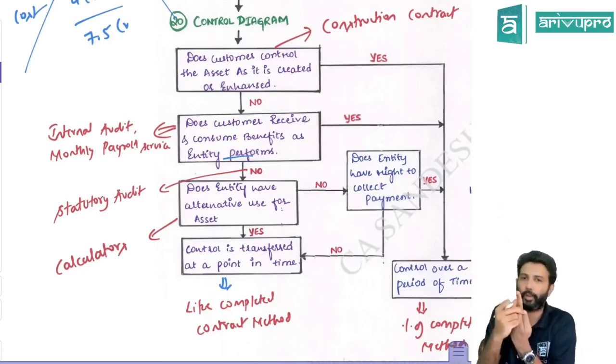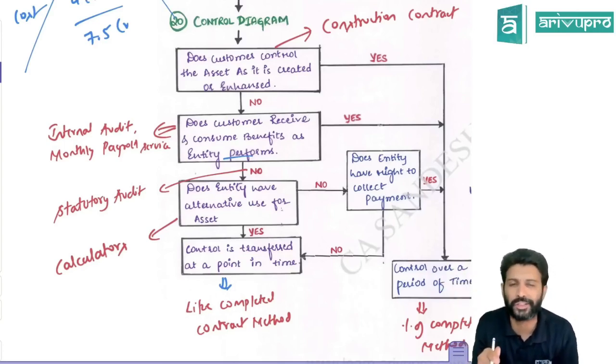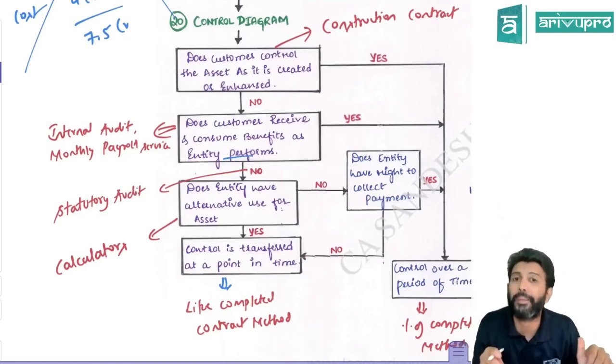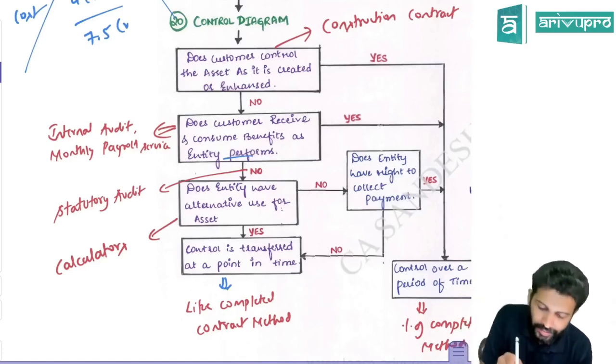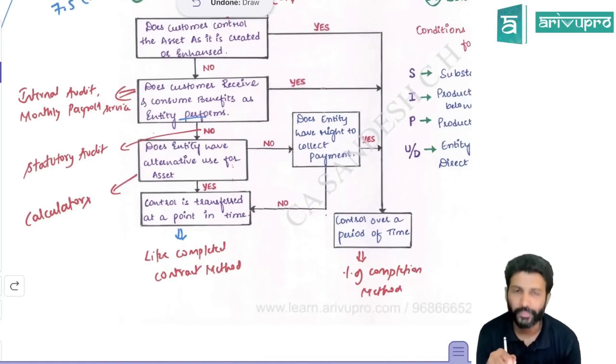Let's say I've spent a cost of 1 lakh rupees. I'll not recover just 1 lakh. I'll include my margin also. Let's say my margin is 30%, so 1 lakh plus 30% is 1,30,000. If such a clause is there in my contract, saying if the contract is cancelled midway I have a right to collect the payment with margins, then automatically control is satisfied over a period of time, meaning you use the percentage of completion method.